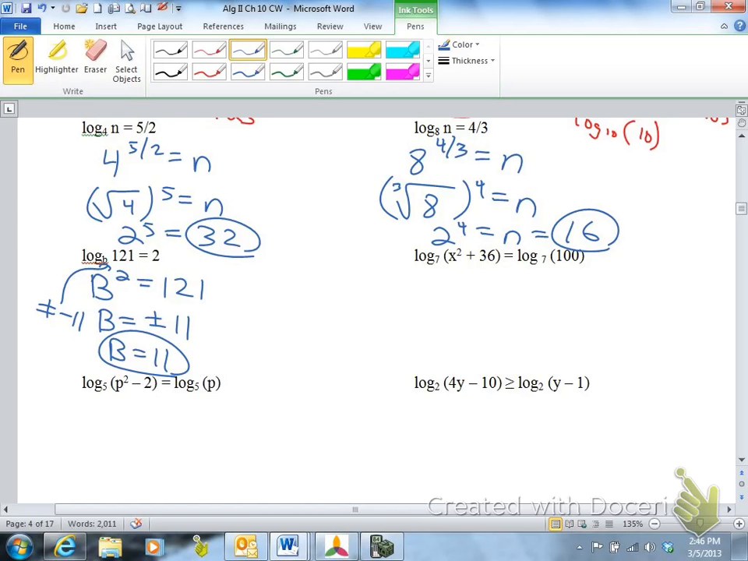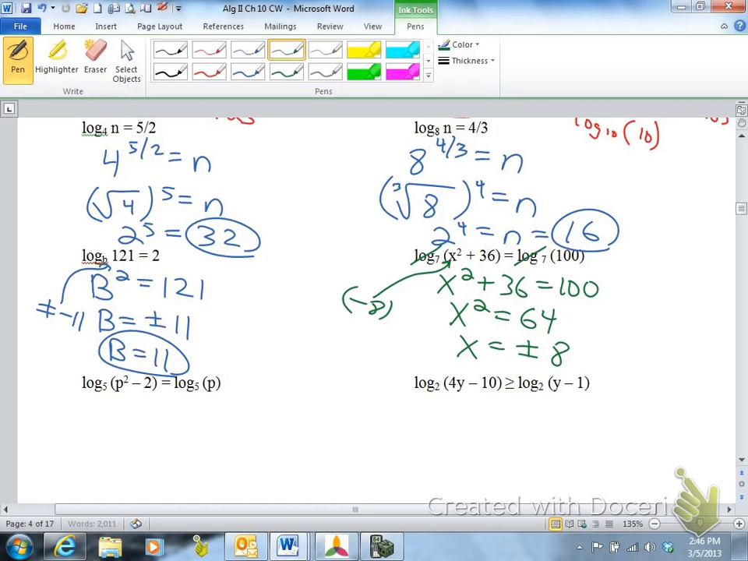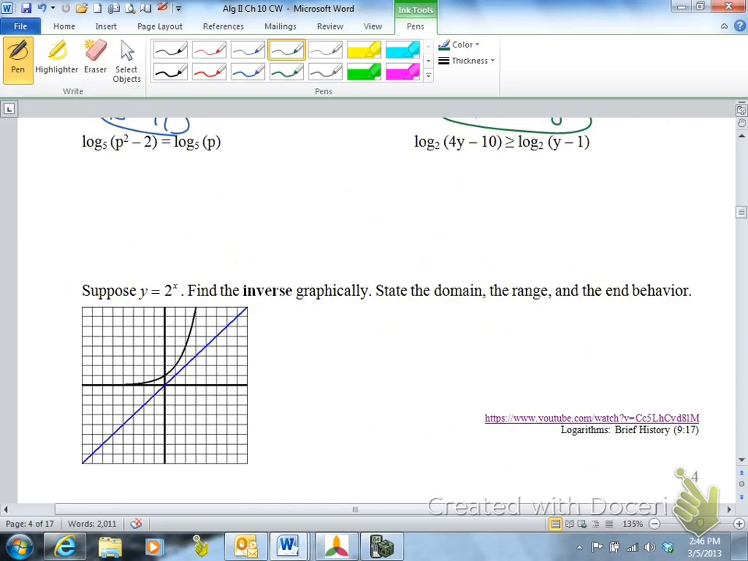For the next one, it's actually pretty easy, easier than the ones we were just doing. If you have a log on both sides with the same base, you can cancel them and set the rest equal to each other, and then you'd subtract and take a square root, and you get plus or minus 8, which if you plug in negative 8 here, it becomes positive, so it's not extraneous. Both answers are good answers. And you could do the same for the other ones.